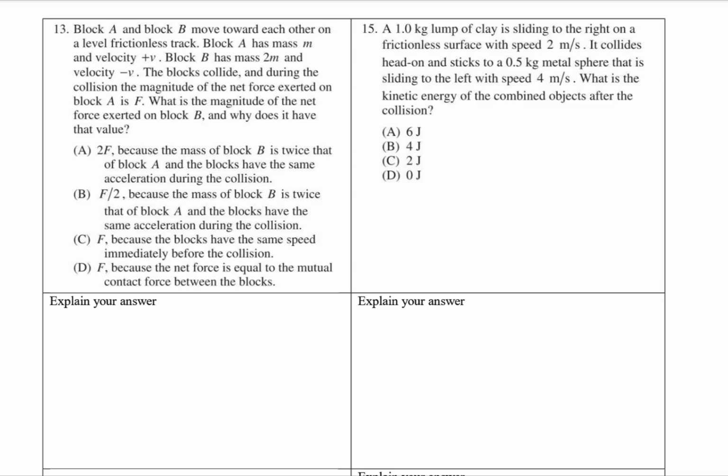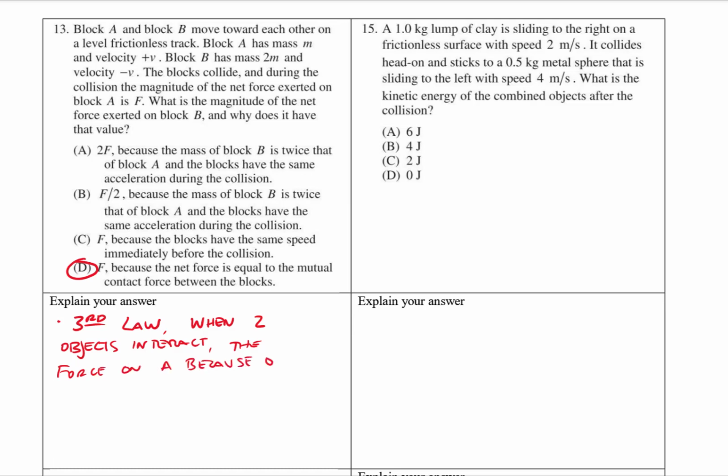These are two objects interacting. It sounds like a Newton's third law question, and it is. Block A experiences a force F because of block B. So block B experiences a force F from block A. Third law question. When two objects interact, the force on one object because of the other object, the force on A because of B, is going to be the same as the force on B because of A. So that net force has to be equal. We can't lose sight of that Newton's third law thing.